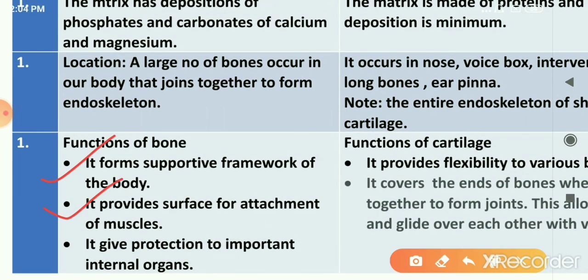Coming to the function of bones and cartilage, the bones form the supportive framework of the body. They provide a surface for attachment of muscles, and muscles are connected to the bones by means of the connective tissue called the tendon. And another important function of bone is that it provides protection to important internal organs.